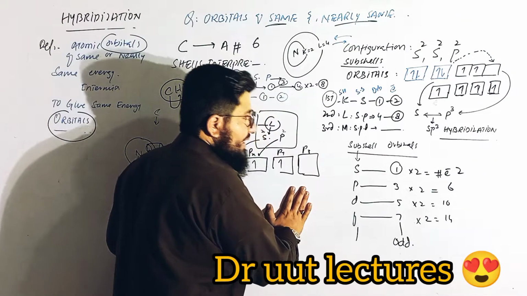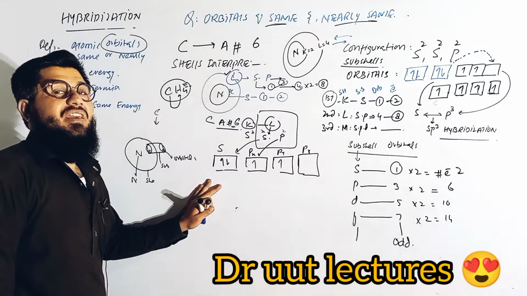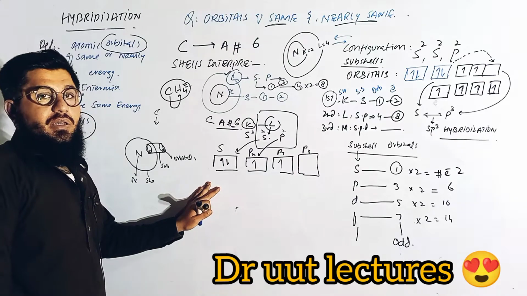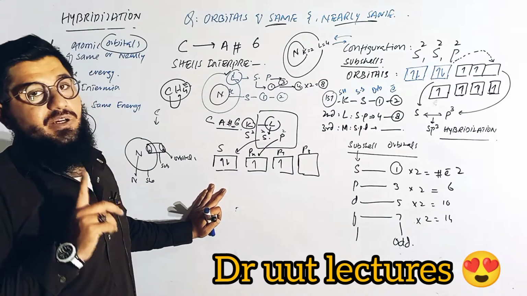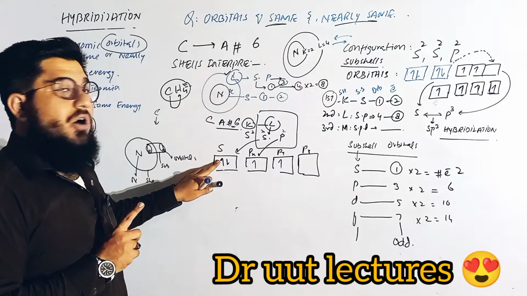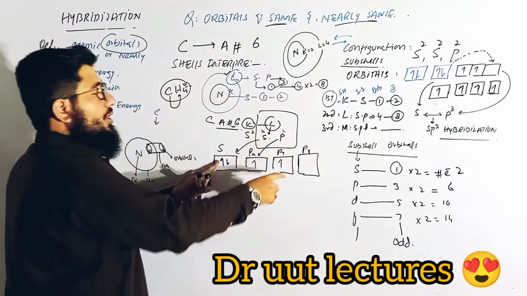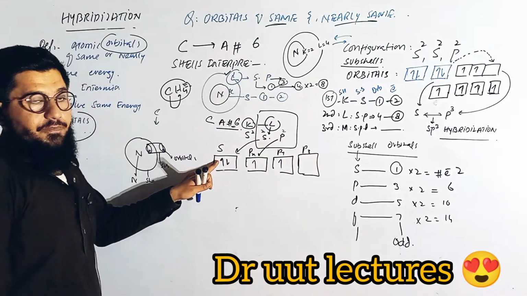What happens now? This carbon says, I want to interact with hydrogen and I want to form methane. So how will it interact? There is only one possibility with this carbon, that is, it must shift an electron from the s orbital to the pz orbital of the p subshell.